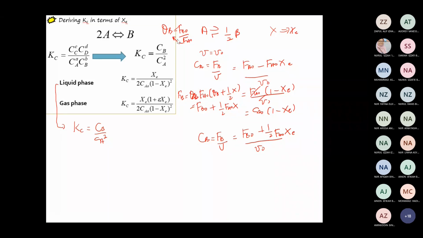Daripada sini, FB0 tak ada sebab dia dalam bentuk produk. So this one kita boleh cancel. So what remain is only this one. So it becomes half CA0 times the XE. Okay, apa masalah?